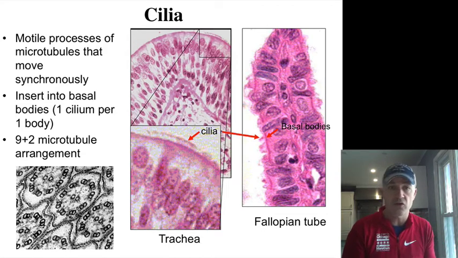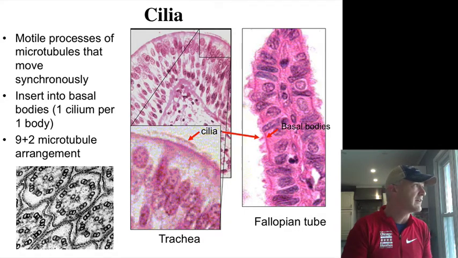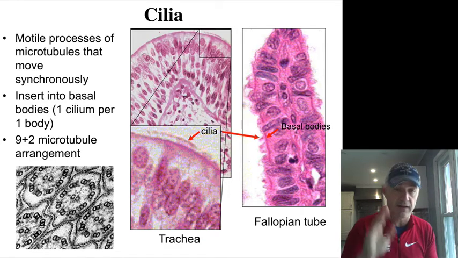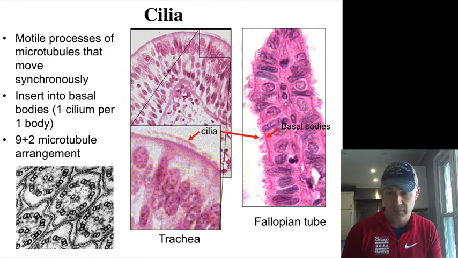Same thing with the fallopian tube. When that egg cell is ovulated into the fallopian tubes, you want it to make its way down to the uterus. So the cilia is moving these fluids and that egg cell towards the uterus.